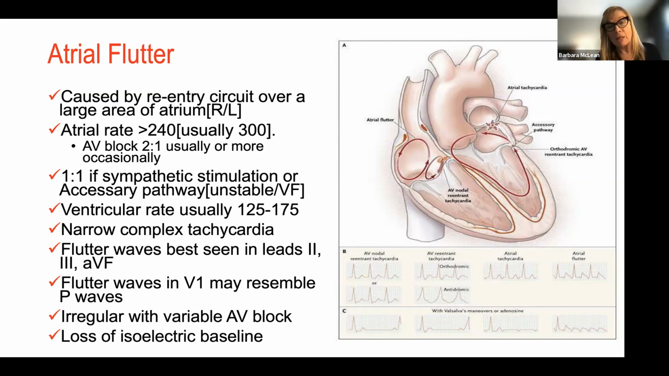And it's usually going to be agents we don't use normally, like procainamide, like ibutilide, which are really sodium channel antagonists or sodium plus potassium channel antagonists. We don't normally use those because they're quite pro-arrhythmic. You have to have a cardiologist involved here.